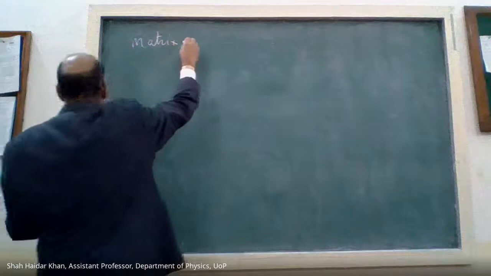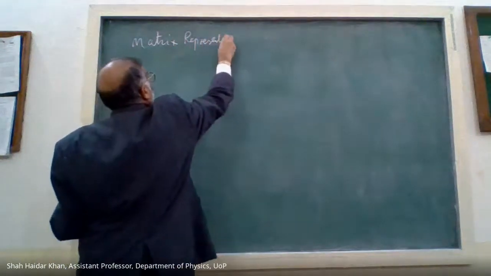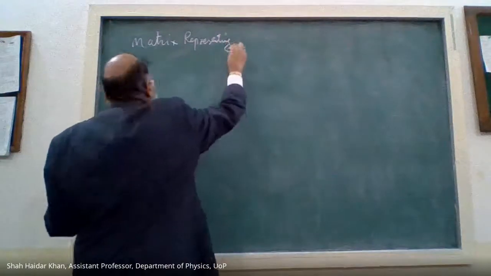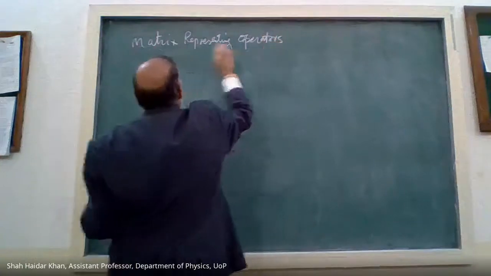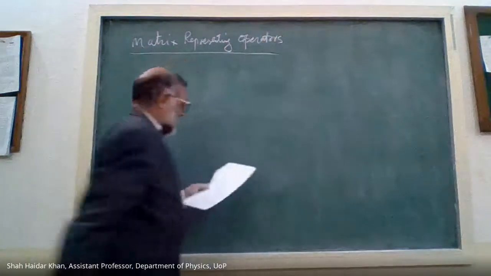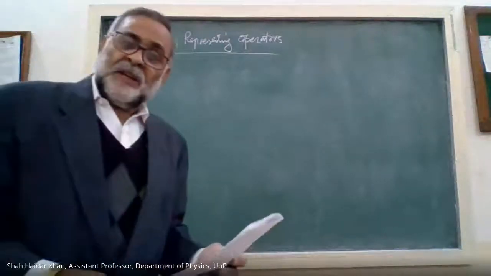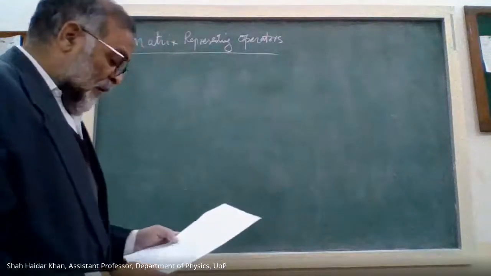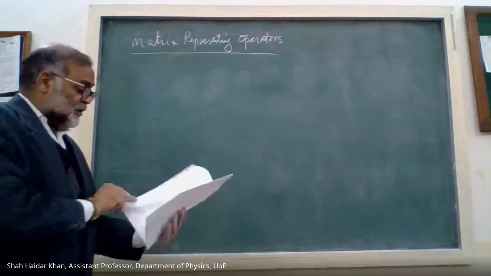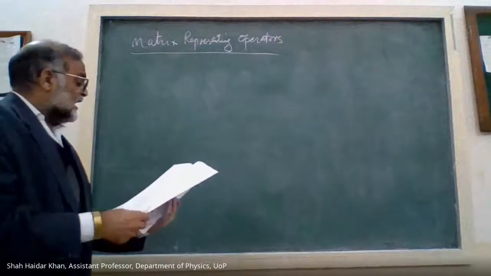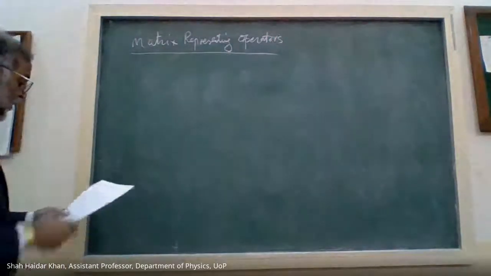Matrices. How do you find matrices representing operators? We want to find matrices that will represent specific operators, right? How can we do that?